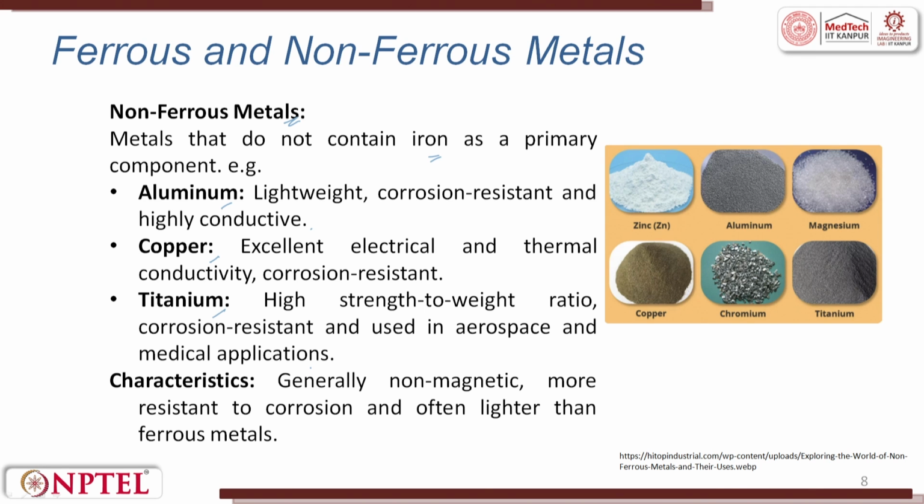Characteristics: generally non-magnetic, more resistant to corrosion and often lighter than ferrous metals. So, that is why all these alloys are used extensively in automotive and bioimplants which go inside the body. For low cost, normal household or kitchen appliances, we use one of these alloys or these combinations.